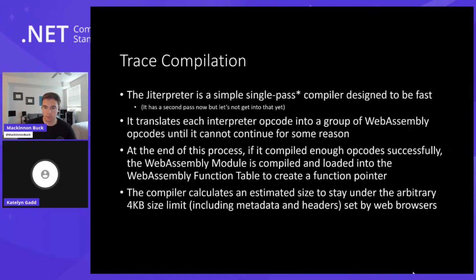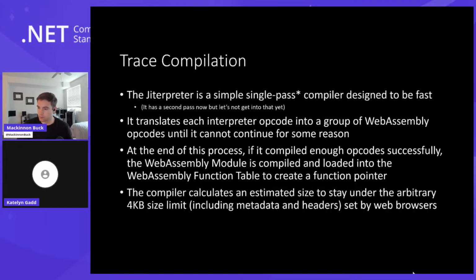The Jiterpreter itself is a simple single pass compiler. We made a single pass compiler because we wanted to make sure it was fast and it didn't use a lot of memory. It works by translating each interpreter opcode it sees into a group of WebAssembly opcodes. So WebAssembly has its own instruction set, much like any real CPU would. And it just continues translating those opcodes until, for some reason, it can't continue.